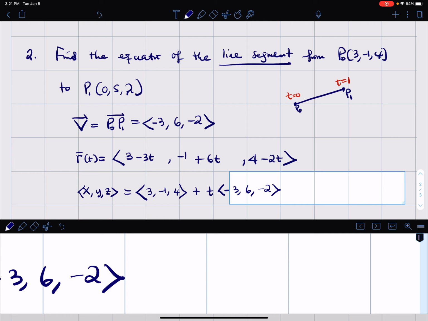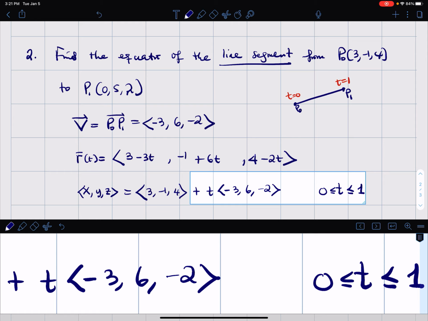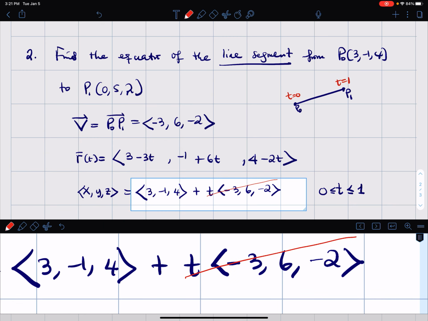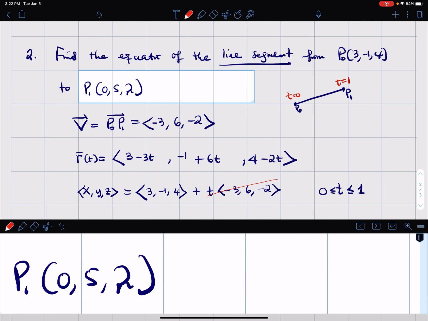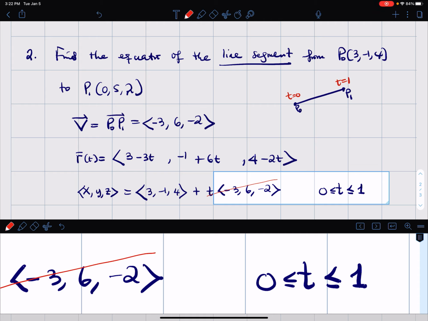But the important thing here is that for a line segment, t has to go between 0 and 1. Why? Because if you check this out, assuming t is 0, then this part of the equation is gone and you just have the beginning, (3, -1, 4). And if you make t 1, I want you to verify that you end up with P1. All right, so that's the reason why. There are other ways of explaining it, but this is just a quick way. We can talk more about it in class.